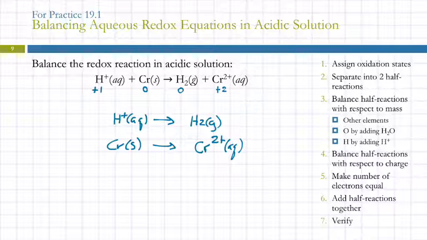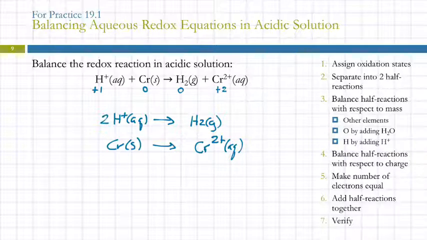Okay? Any questions? First we balance for mass. So looking at this one, I have 1 hydrogen, and here I've got 2 hydrogens. So I need to put a 2 in front of the hydrogen ions so that the mass is balanced. And the chromium, 1 chromium and 1 chromium, that one's already taken care of.